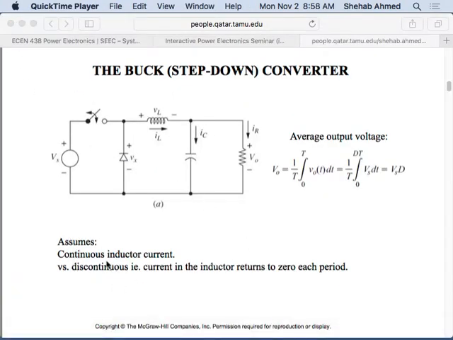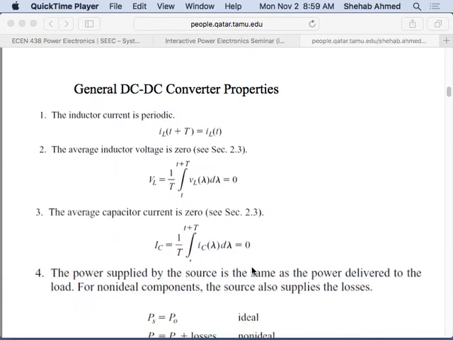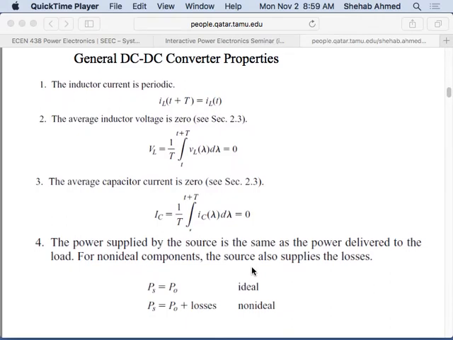So here, that's why I went through this discussion, because here we assume continuous inductor current versus discontinuous inductor current, in which the inductor current returns to 0 each period, right? So I just wanted to make sure you're aware of that, and we will look at the equations for discontinuous mode later. So here they talk about the properties.